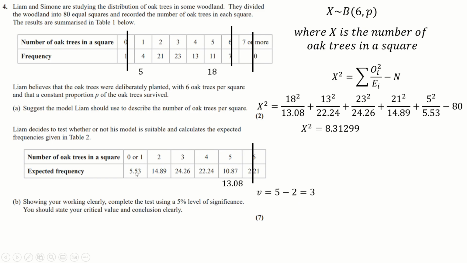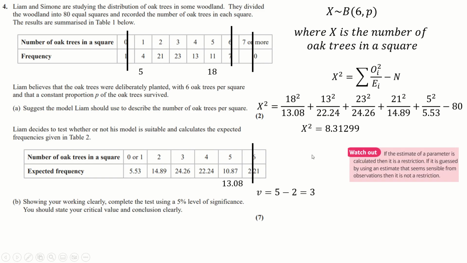There's one restriction because these have to add up to 80. And there's another restriction because he's calculated these expected frequencies. There's a note in the textbook that says if there's a calculation being done to get these expected frequencies, that's a restriction. If it's just guessed using an estimate that seems sensible, then that's not. But these have been calculated. So if you see the word calculated, that means extra restriction, and therefore 5 minus 2 is 3.